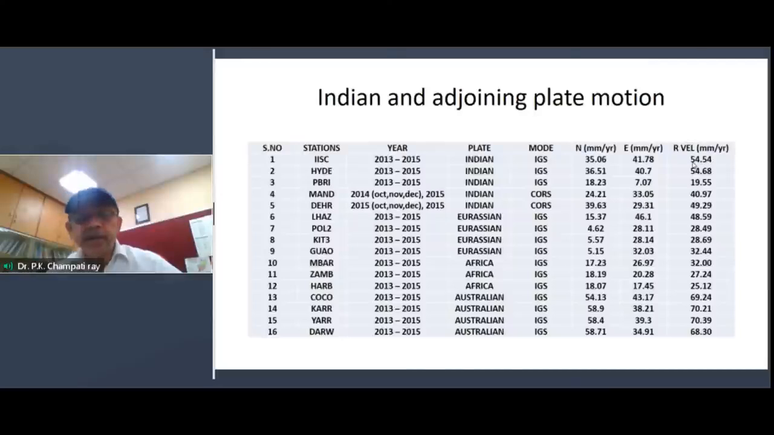You can see this Indian plate, IISc Bangalore 54.54 and 54.68, that goes for this Hyderabad, and our Andaman area moves at 19.55. Lhasa moves at something like 48.59. So all these places have variability, and you can see that double decimal level accuracy has been achieved by long-term observation.